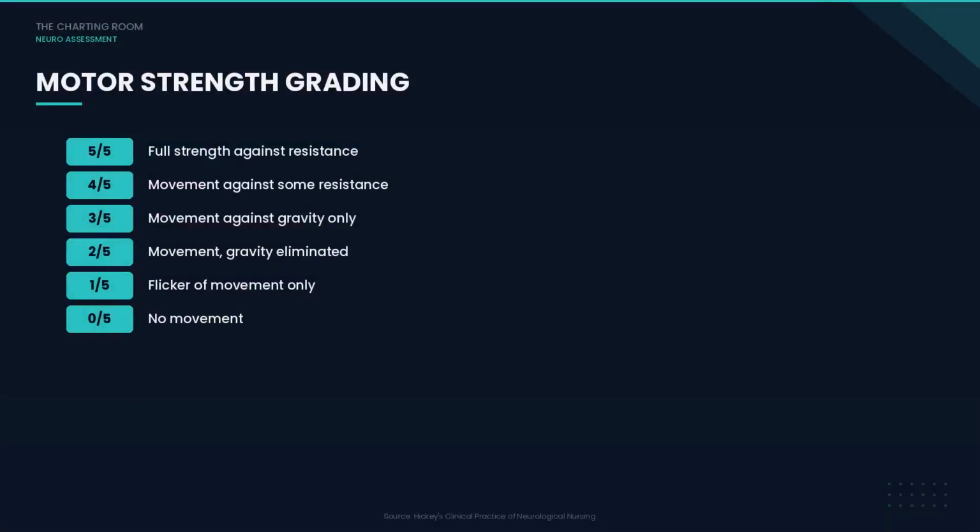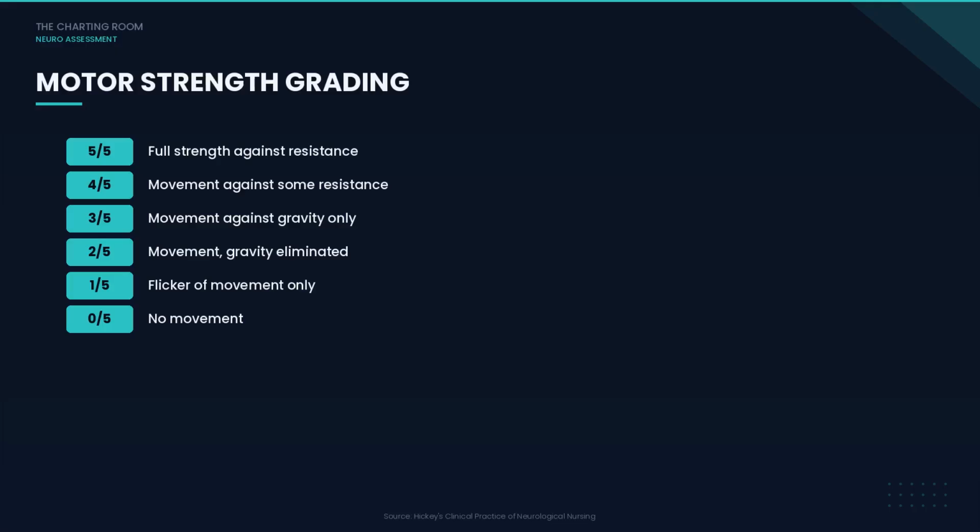Motor exam. Test all 4 extremities and always compare right to left, not just today to yesterday. Strength is graded 0 to 5. 5 is full strength against resistance. 4 is movement against some resistance, but weaker than normal. 3 is movement against gravity, but not resistance. 2 is movement with gravity eliminated. 1 is a flicker of movement. 0 is no movement at all.